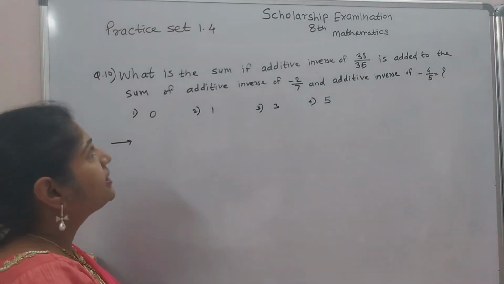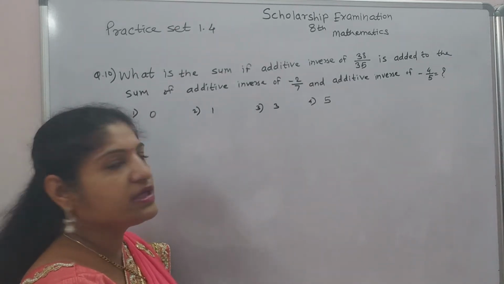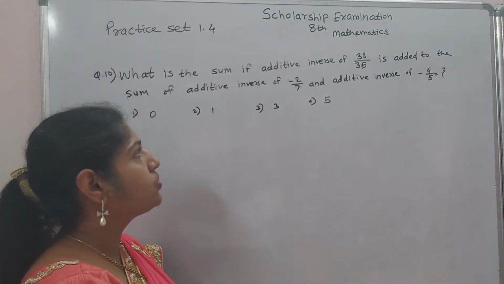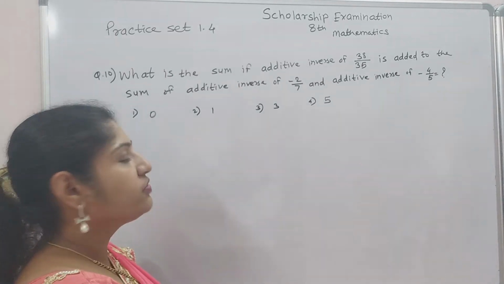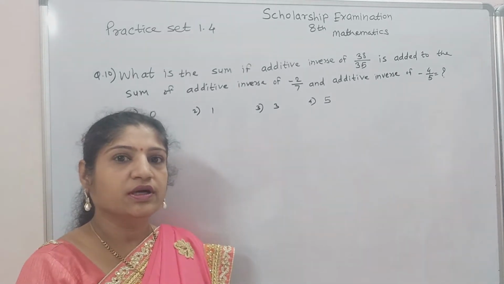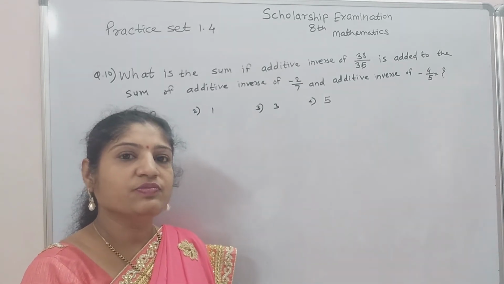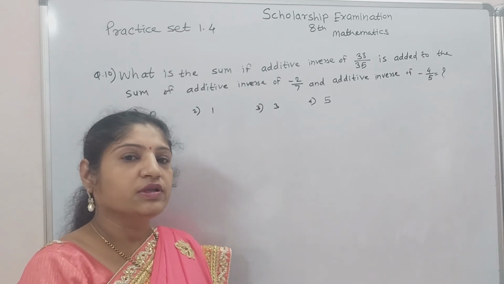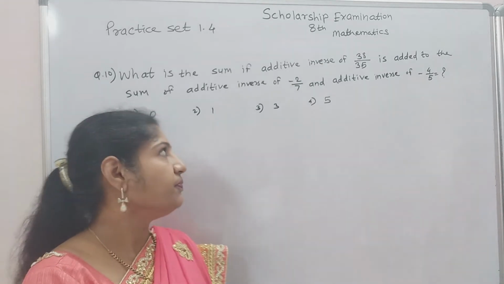Now, what is the sum if the additive inverse of 38 upon 35 is added to the sum of the additive inverse of minus 2 upon 7 and the additive inverse of minus 4 upon 5. First of all, we know the additive inverse. Additive inverse means the change of the sign. If 5's additive inverse is minus 5, 5 plus minus 5 equals 0. If the sum of two numbers is 0, then they are the additive inverse of each other.